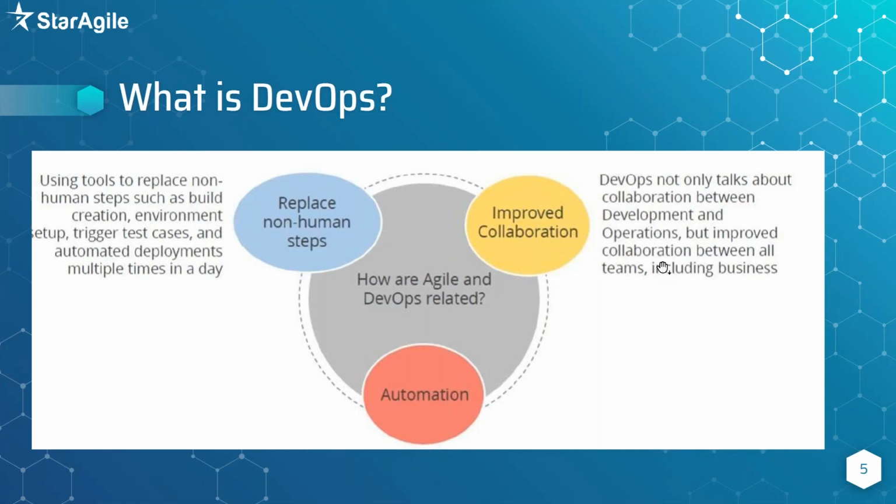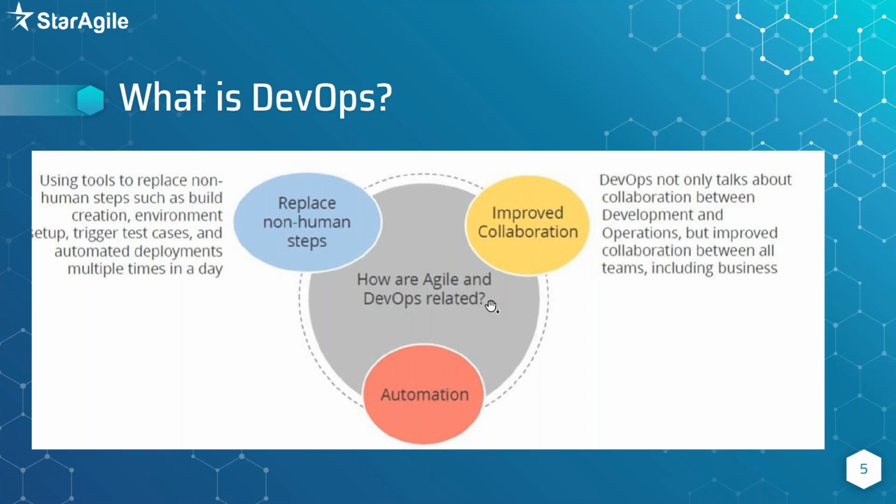DevOps is all about how developers and the operations team can work together. Not only development and operations, other teams like the quality team and testing team can also work together, which could replace the non-human steps. It means that DevOps is going to bring more automation as well as a change in the culture between the various teams and how they work.